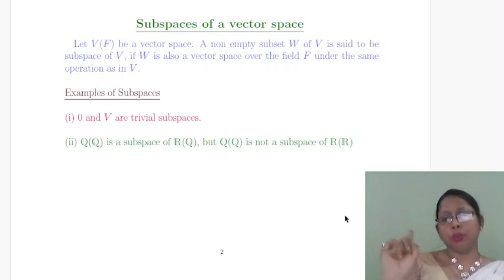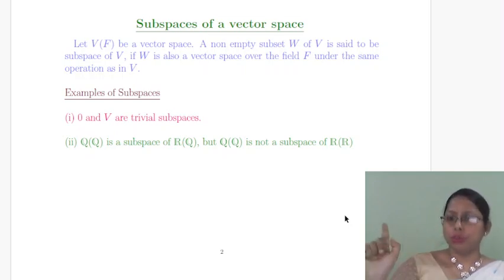But Q over Q is not a subspace of R over R. Although Q is a subset of R, here the fields of the two vector spaces are different. In the first vector space, the field is Q, and in the second vector space, the field is R. So Q over Q is not a subspace of the vector space R over R.